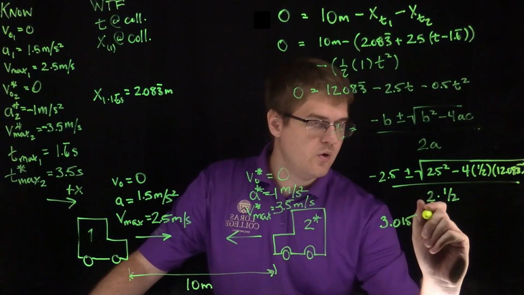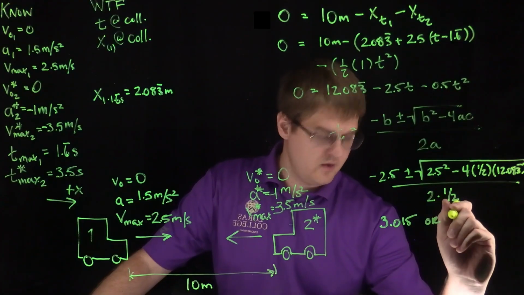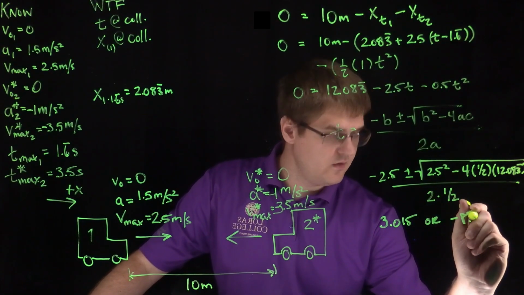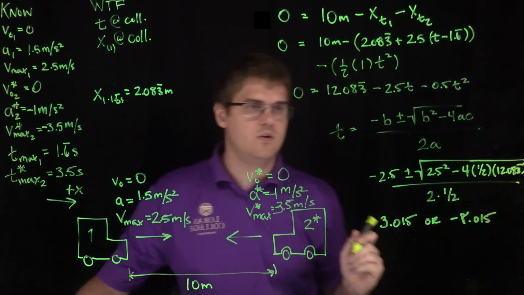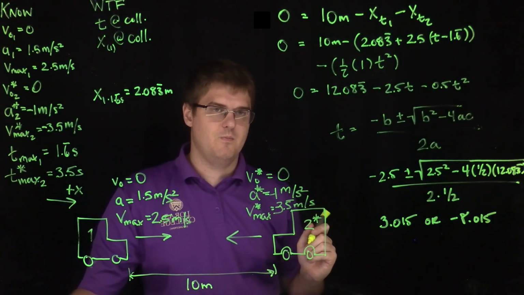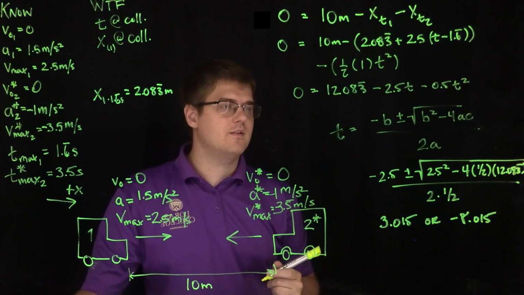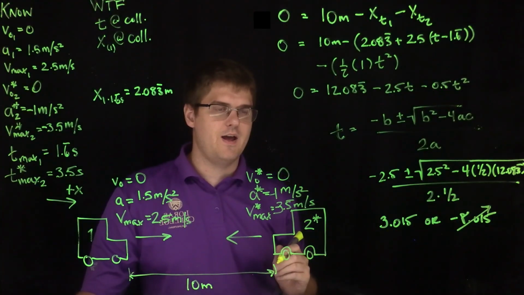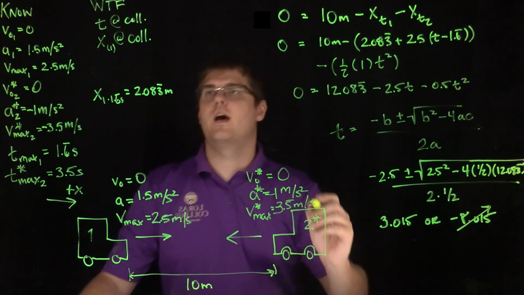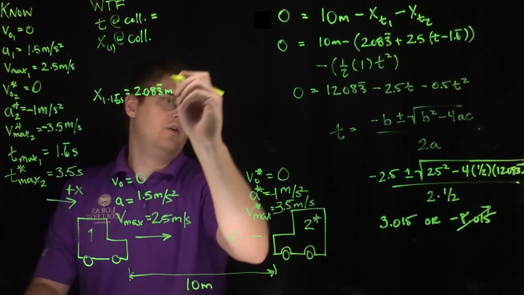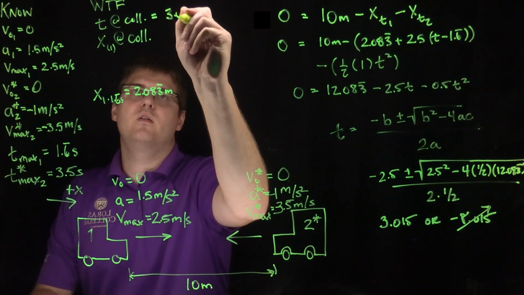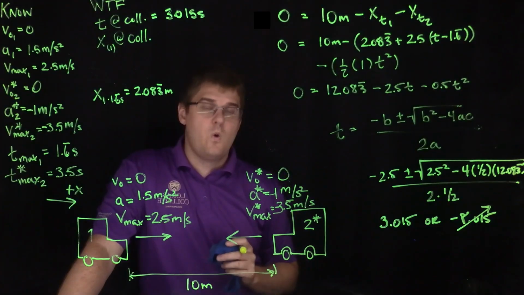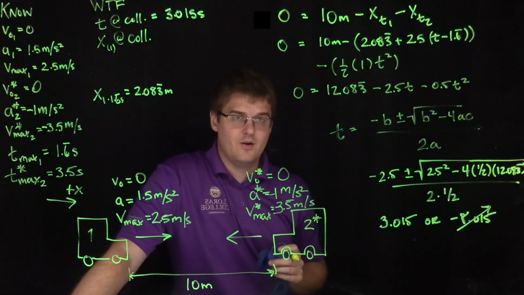3.015 or negative 8.015. Hopefully it's clear which of those it is, because we don't want a negative time. So our time at the collision is 3.015 seconds. Okay.